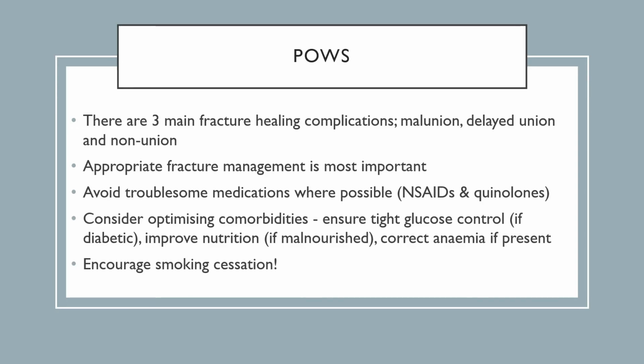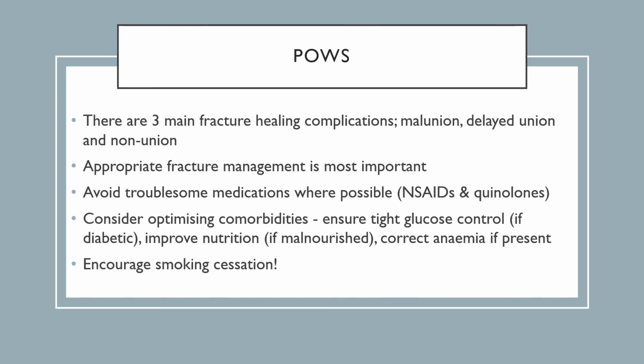So that concludes my brief overview on the factors which can inhibit successful fracture healing. Just to recap, there are three main healing complications. These are malunion, delayed union, and non-union. Appropriate fracture management is the most important step to aid good fracture healing. When at all possible, try to avoid troublesome medications. These include NSAIDs and quinolones.